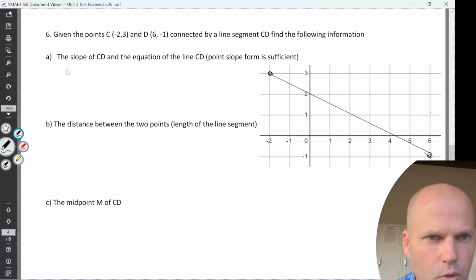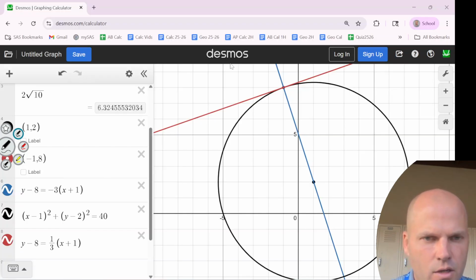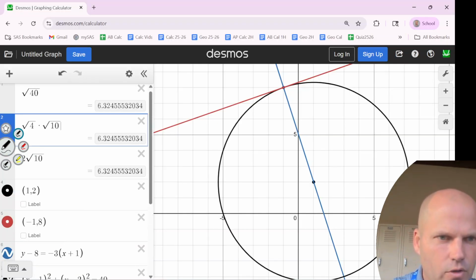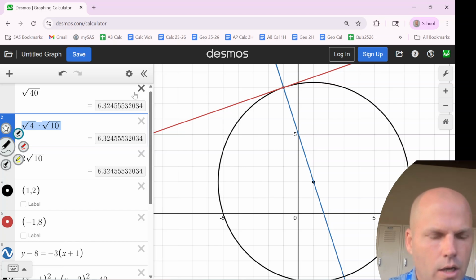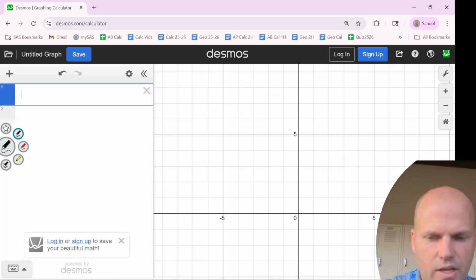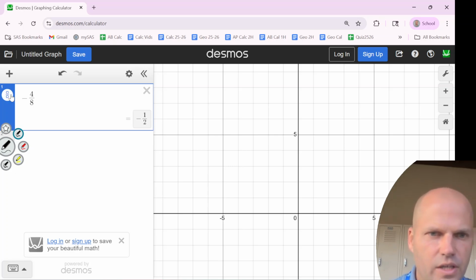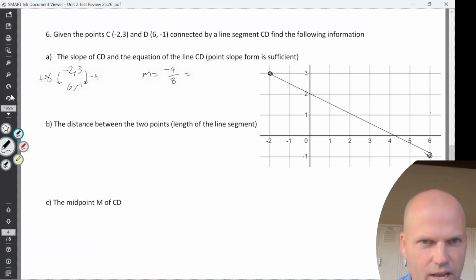So I'm going from negative 2, 3 to 6, negative 1. I can see my y's decrease by 4. My x's increase by 8. So my slope is y's over x's, which is negative 4 over 8. Here's a good little example of great things about Desmos. If you type in negative 4 over 8, you can see by clicking this button that the slope is negative 0.5.